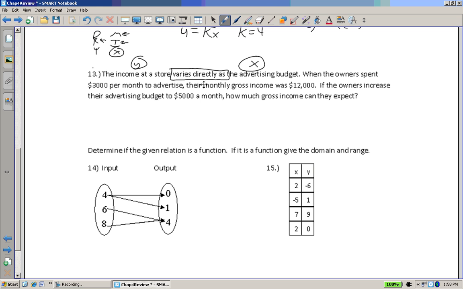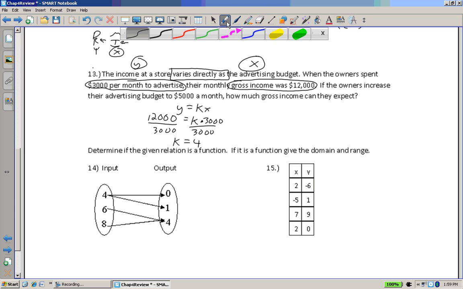Now, it also says varies directly as. Why is that important? I have this nice direct variation equation with my constant of variation, k. When the owner spent $3,000 per month to advertise, so which one is that? Well, it's the x. So I can plug in 3,000 for x. Their monthly gross income was 12,000. So gross income, that's y. So now let's just solve. Got multiplication. We can undo the multiplication with division, or multiply by 1/3000th, either one. K equals 4.